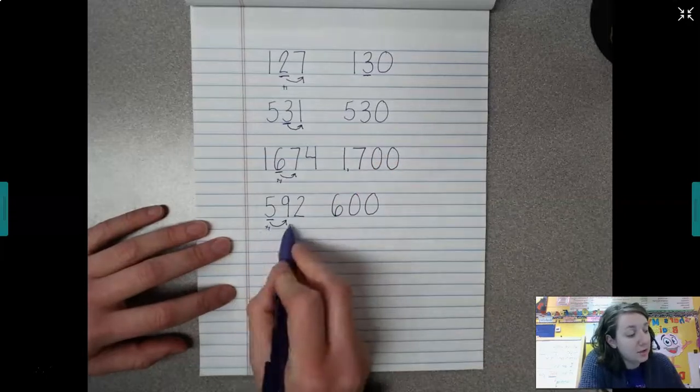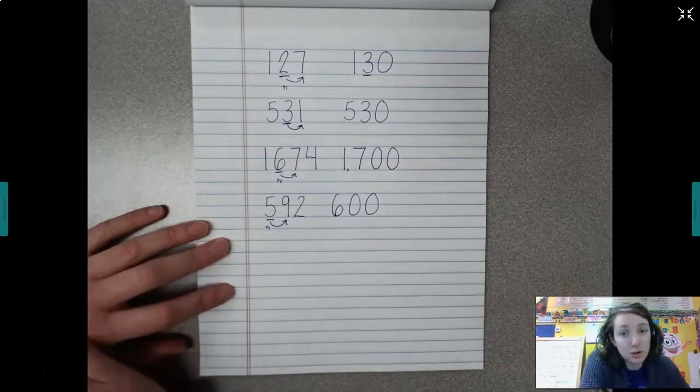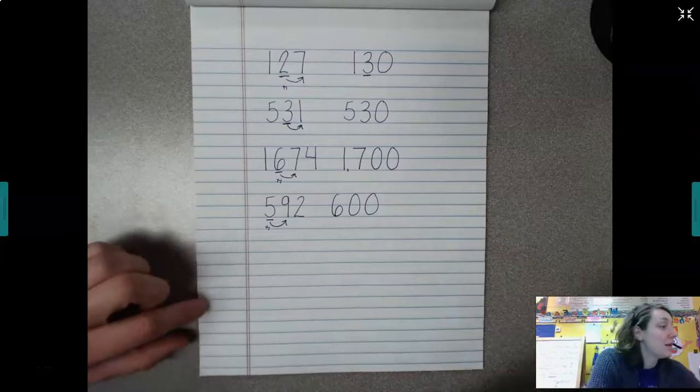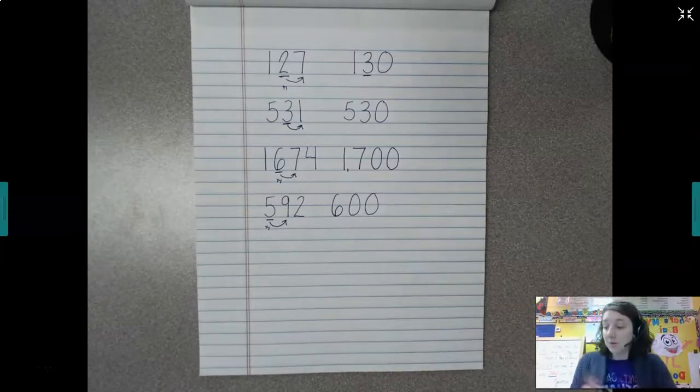So 592 became 600. Okay, so that's a quick review on how to round numbers. So you're going to have that practice as well for today and tomorrow.